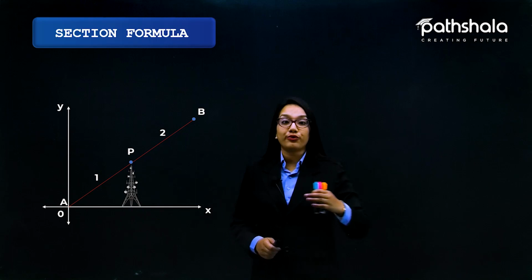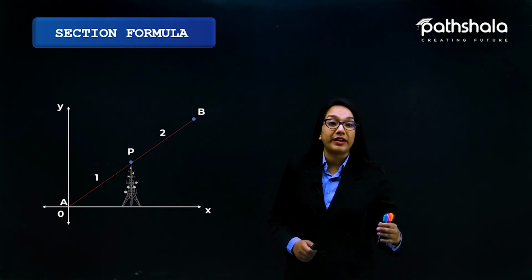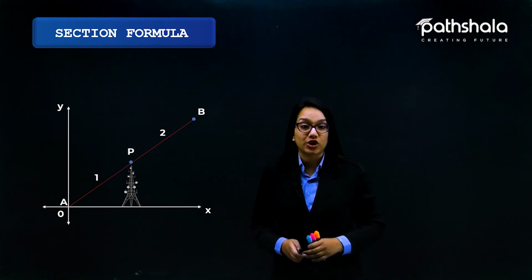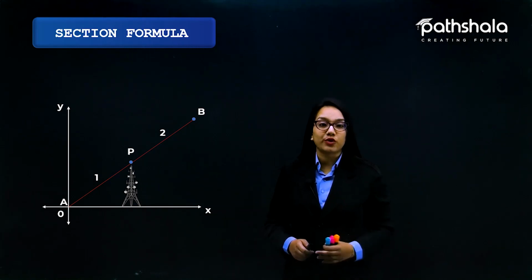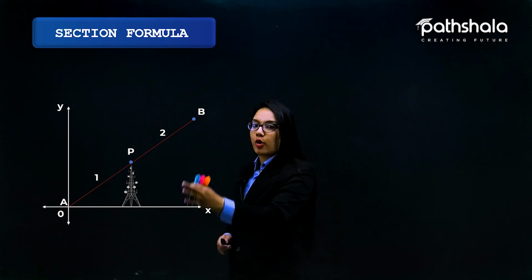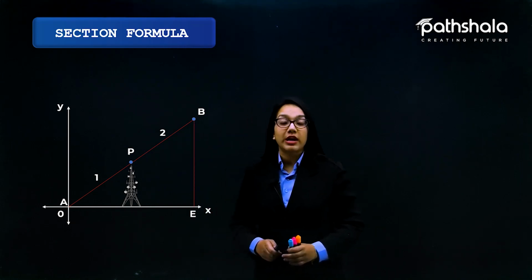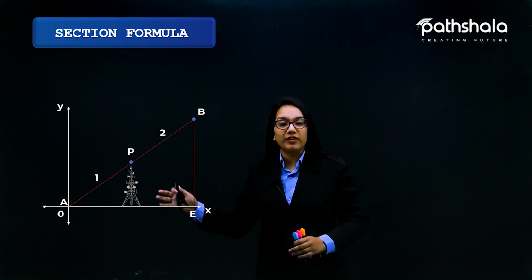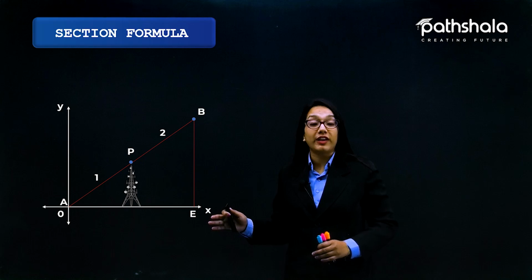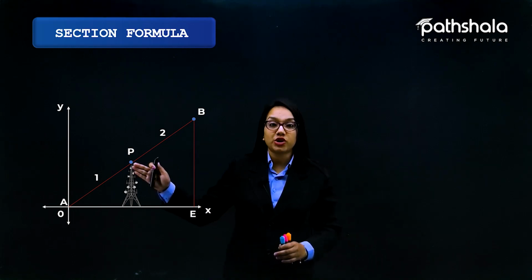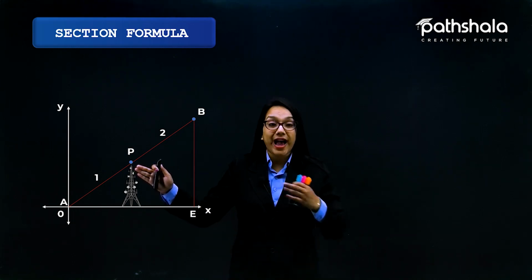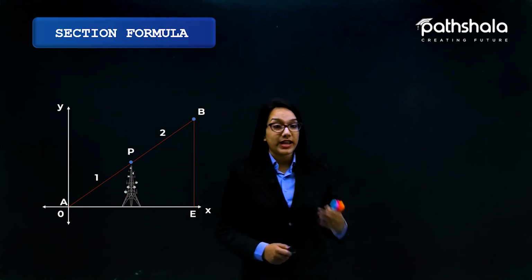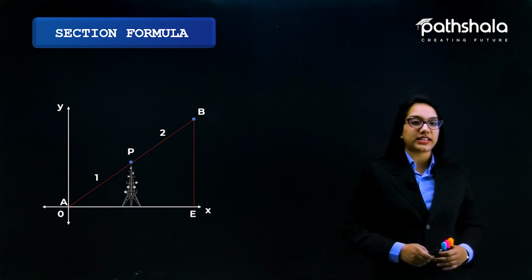So in order to find the coordinates for the point P under such conditions, we will use the section formula. Let us suppose I'm drawing a perpendicular over here. Under such a condition we will derive the section formula, that is how we can find the coordinates for a particular point P which is dividing a line segment in a particular ratio. So let's derive the section formula.